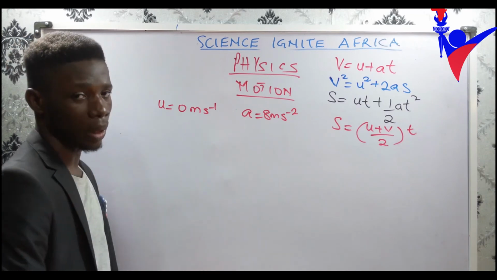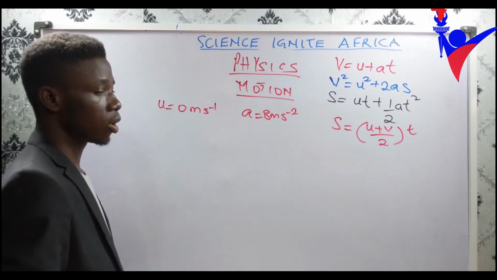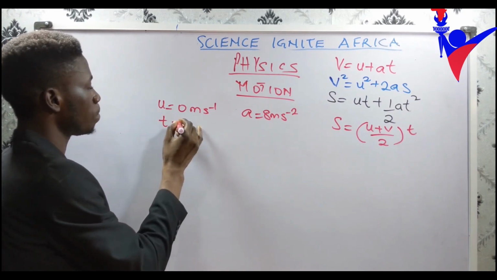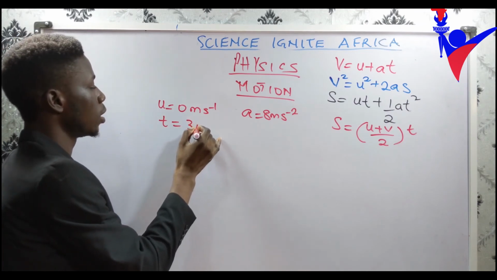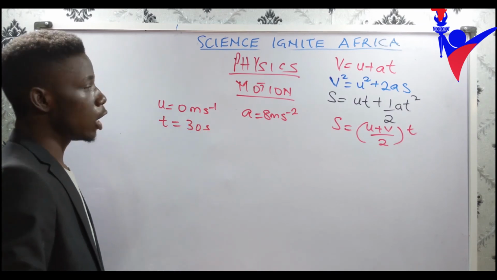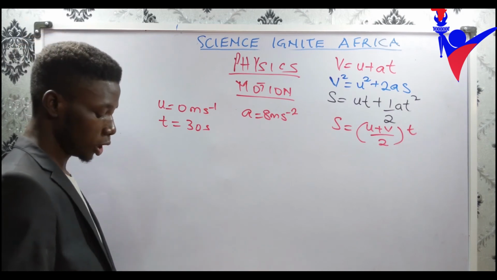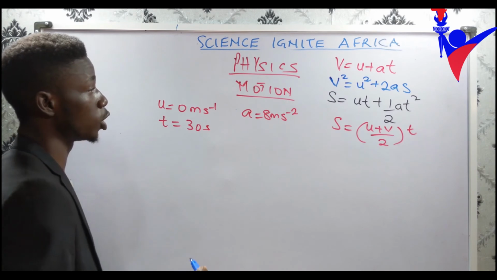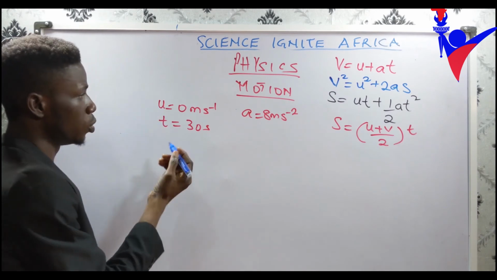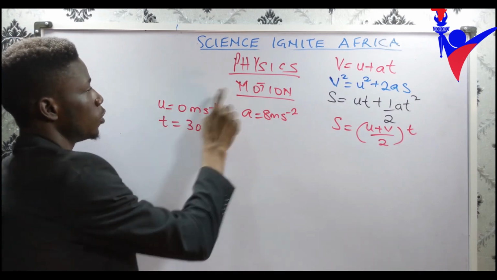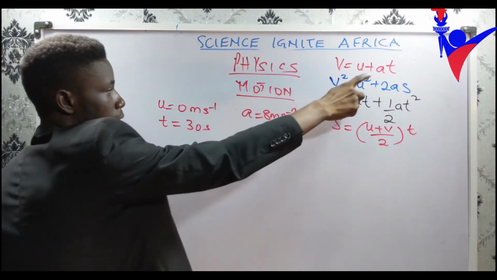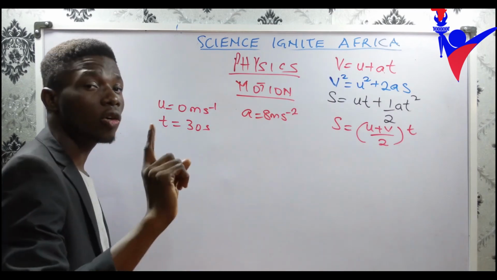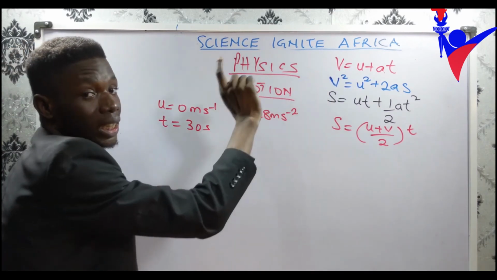So we have U 0 meter per second, we have A 8 meter per second squared. So from the question, we are given time. So let's see, the time is 30 seconds. Now let's see if we can get our final velocity from this place. Of course, we can. Let's look at our equation of motion. If you look at the first one, we have U there. We have A. Yes, A is also present in the first equation. And we also have T. T is present there. The only thing that we don't have there and that is present here is our V.